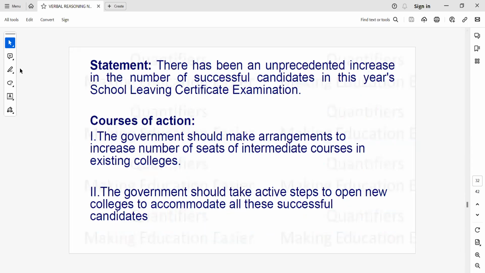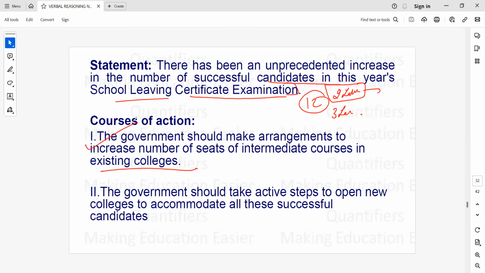Now, there has been an unprecedented increase in the number of successful candidates in this year's school leaving certificate exam. So, what is the school leaving certificate exam? It is generally your 12th class, right? So, let's say every year there are 2 lakh students who appear and get into the colleges. Now this year the number has increased to 3 lakhs. So what can be the course of action? The government should make arrangements to increase the number of seats of intermediate courses in existing colleges. This is actually the correct course of action.